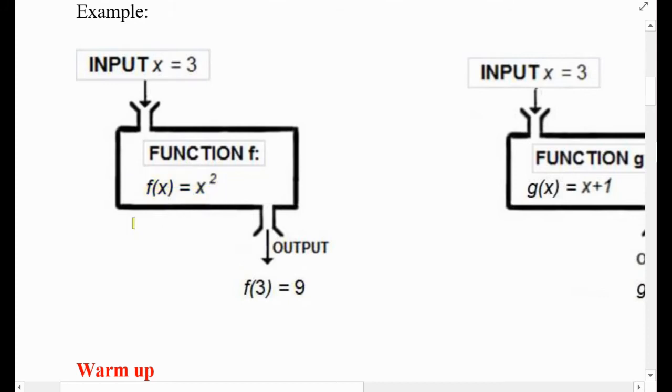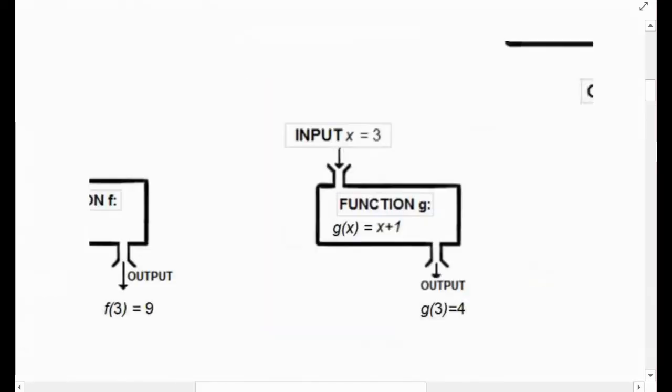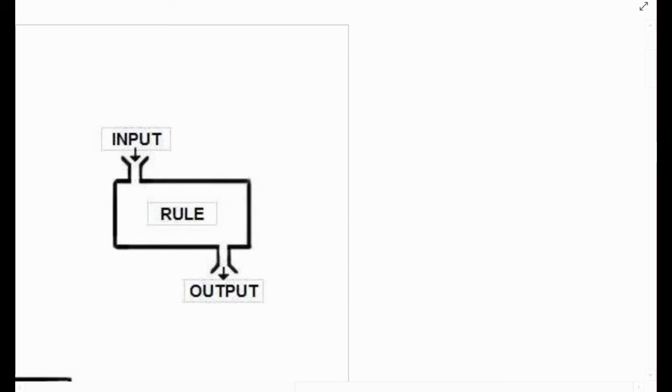In the function machine, you look at this. The name of the function machine is f in this case. So this is called function notation: f of x equals x squared. Basically, I want you to write it down. f of x equals x squared.